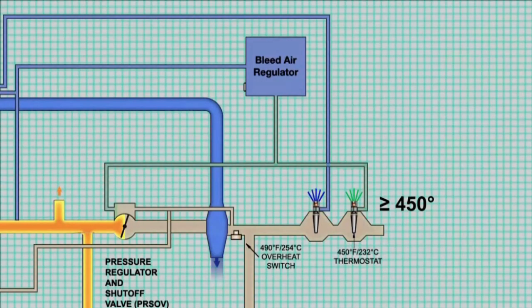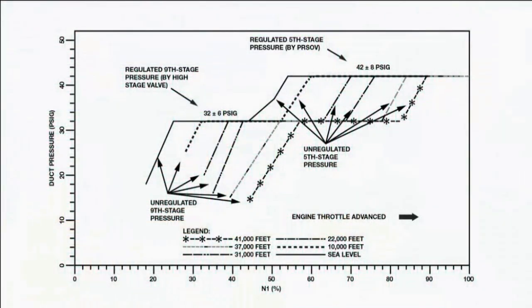But remember, if the cooling system is not sufficiently cooling the bleed air, the 450 sensor will cause the PRSOV to reduce duct pressure to increase cooling. So you should also troubleshoot the cooling system, including the PCCV, the 390 sensor and the 450 sensor.